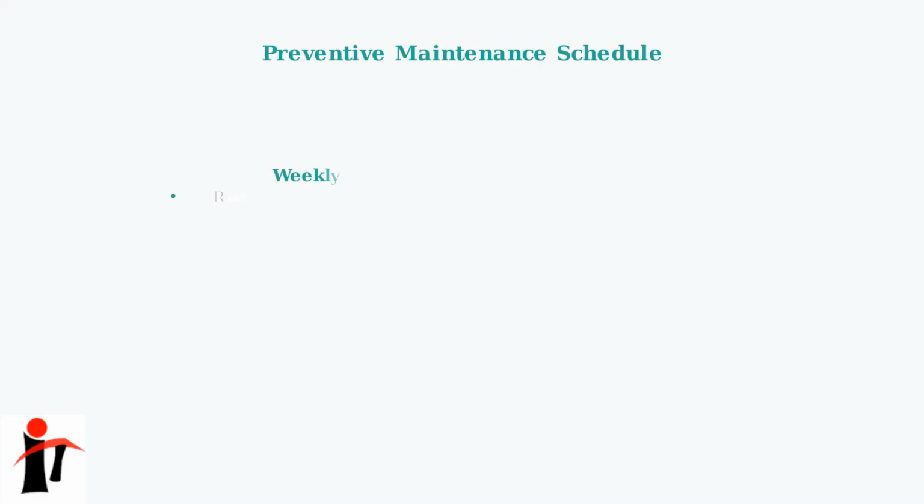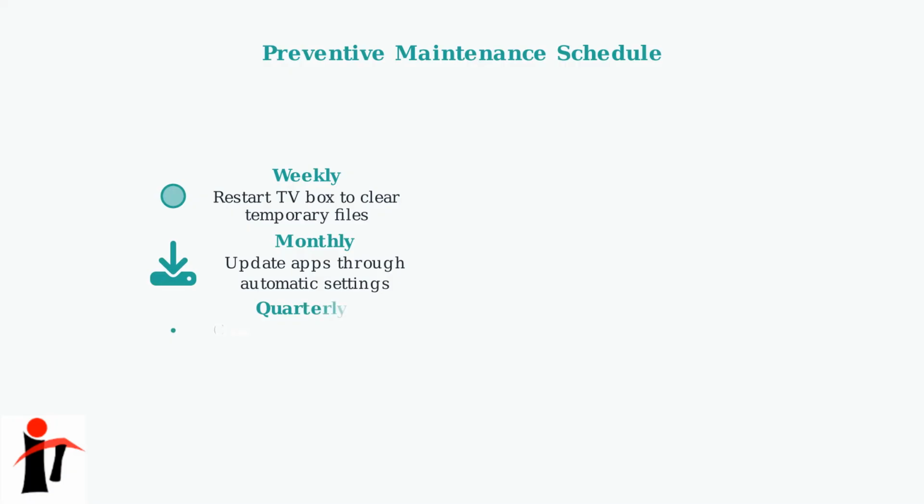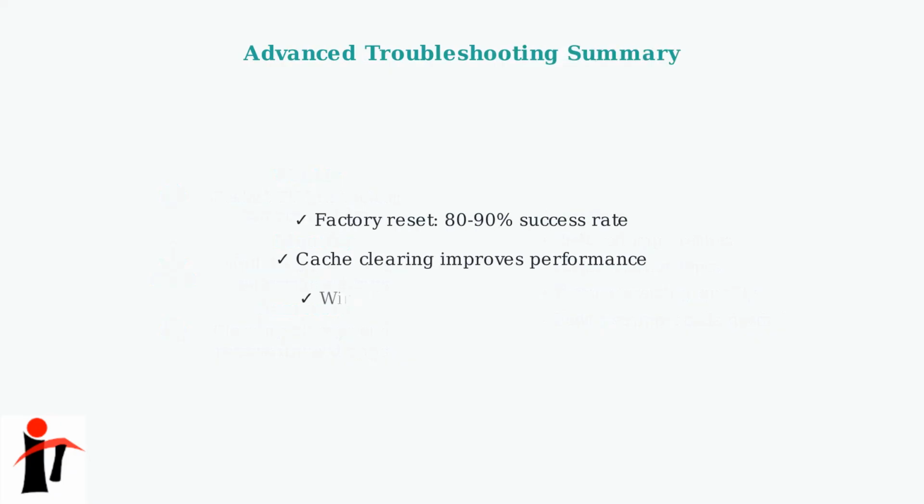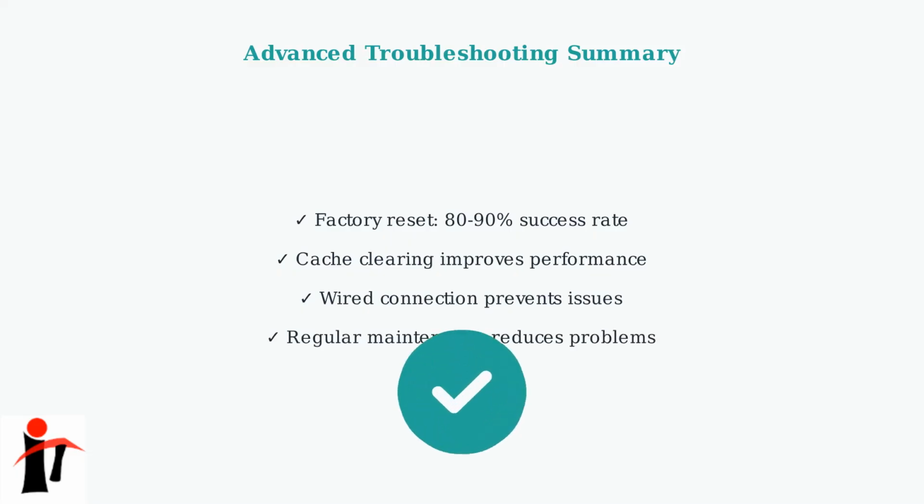Preventive maintenance is key to avoiding future problems. Establish a regular maintenance schedule to keep your EETV box running smoothly and minimize app-related issues. By implementing these advanced troubleshooting techniques and following a regular maintenance schedule, you can significantly reduce EETV box app issues. These methods address the root causes of problems and help maintain optimal performance for your streaming experience.